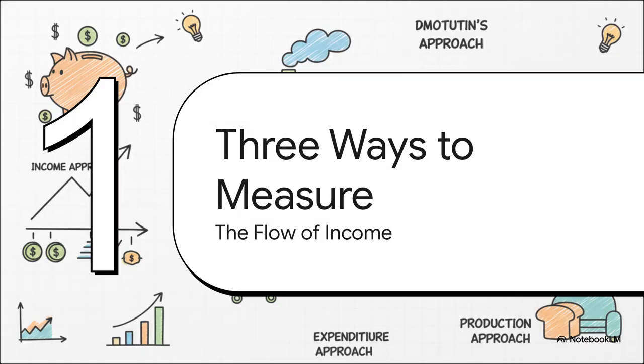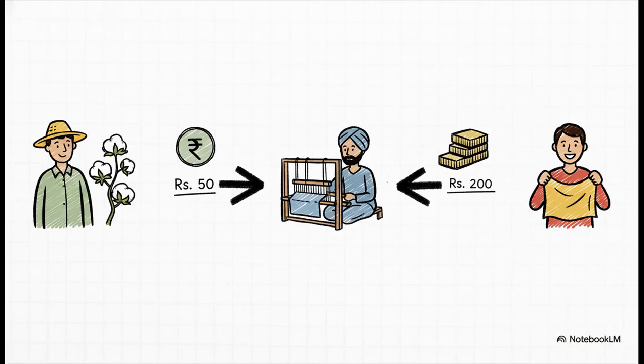Okay, so here's the really cool part about this whole circular flow idea. It actually gives economists 3 different spots where they can stand and measure the size of the entire stream. And to see how that works, we're going to use a really simple example. Let's imagine a super simple 2-step economy. A farmer grows and sells some cotton for 50 rupees. A cloth maker buys that cotton, turns it into a piece of cloth, and then sells it to a customer for 200 rupees. That's it. That's our whole economy. The question is, what's the total value created here?